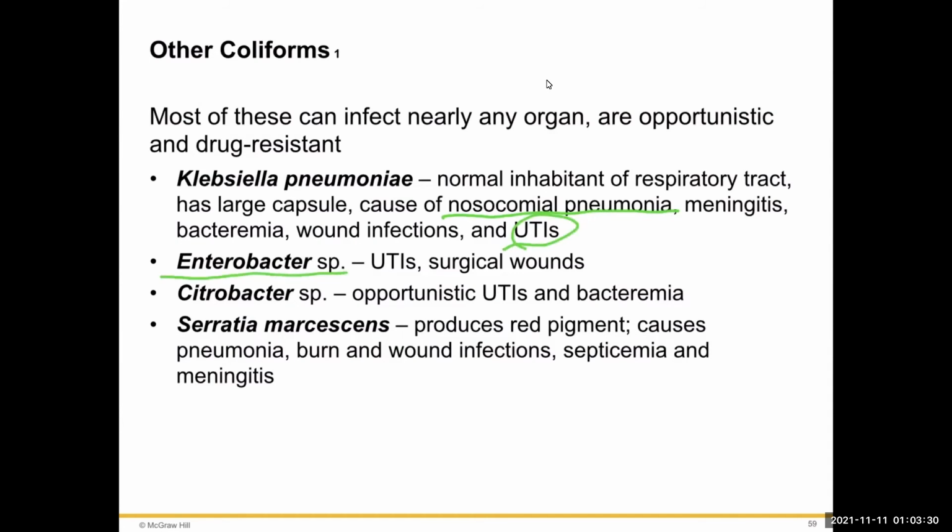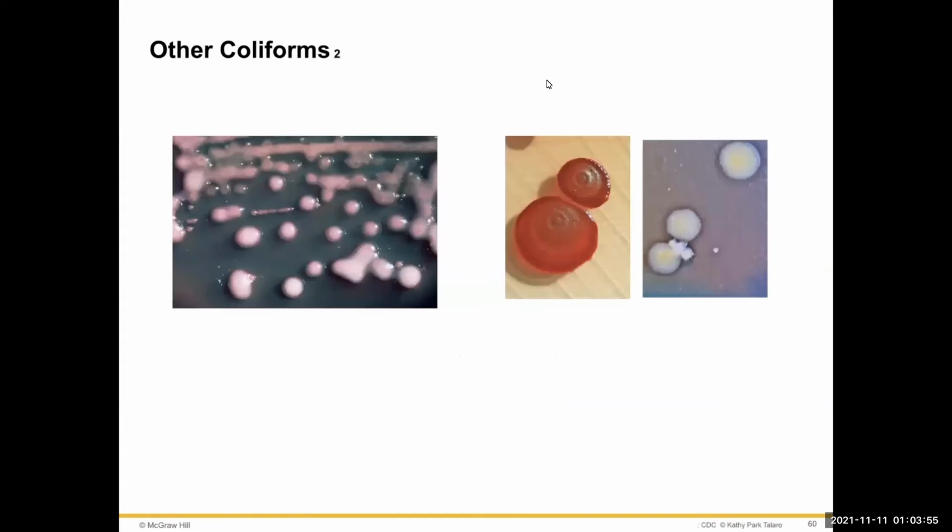Enterobacter causes UTIs and infections from surgical wounds, again nosocomial infection. Citrobacter causes opportunistic UTIs and bacteremia. Serratia marcescens produces a red pigment and causes pneumonia, burn and wound infections in the hospital, septicemia, and meningitis. These are the coliforms you see on the different colonies.